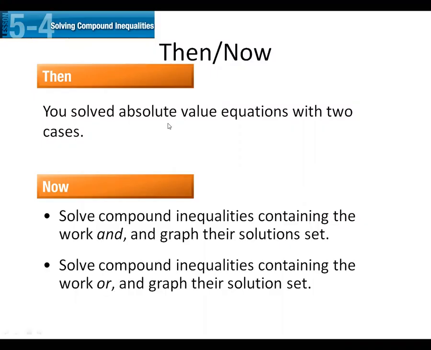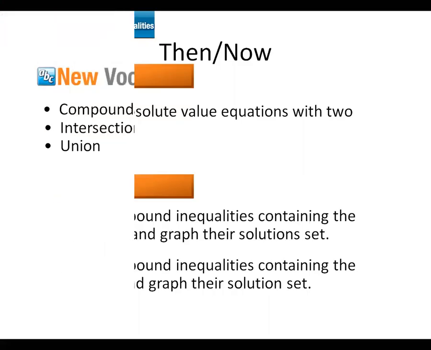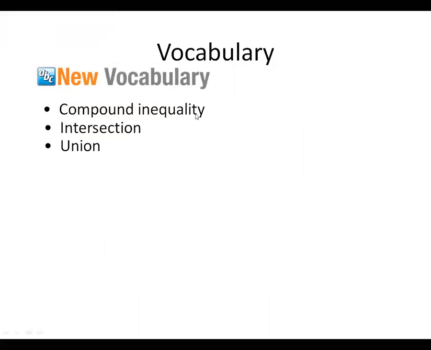Now, these are related to absolute value equations in the sense that we had to do two separate cases. We're not really going to get into absolute value in this section, but it's related because with absolute value you had to do two different cases. So compound inequality, intersection, and union are our vocabulary terms.